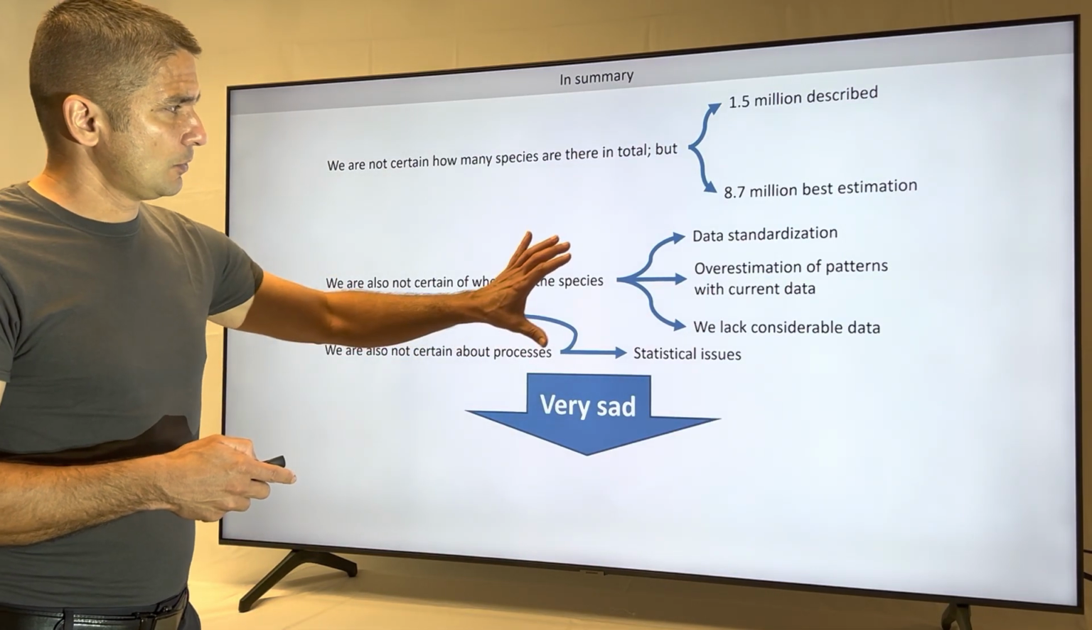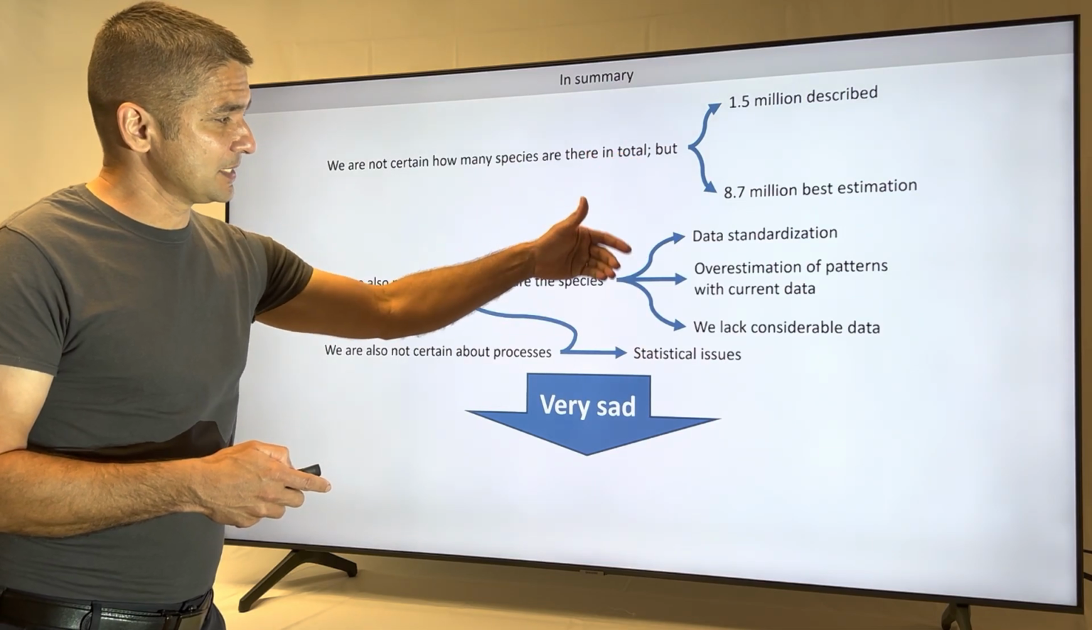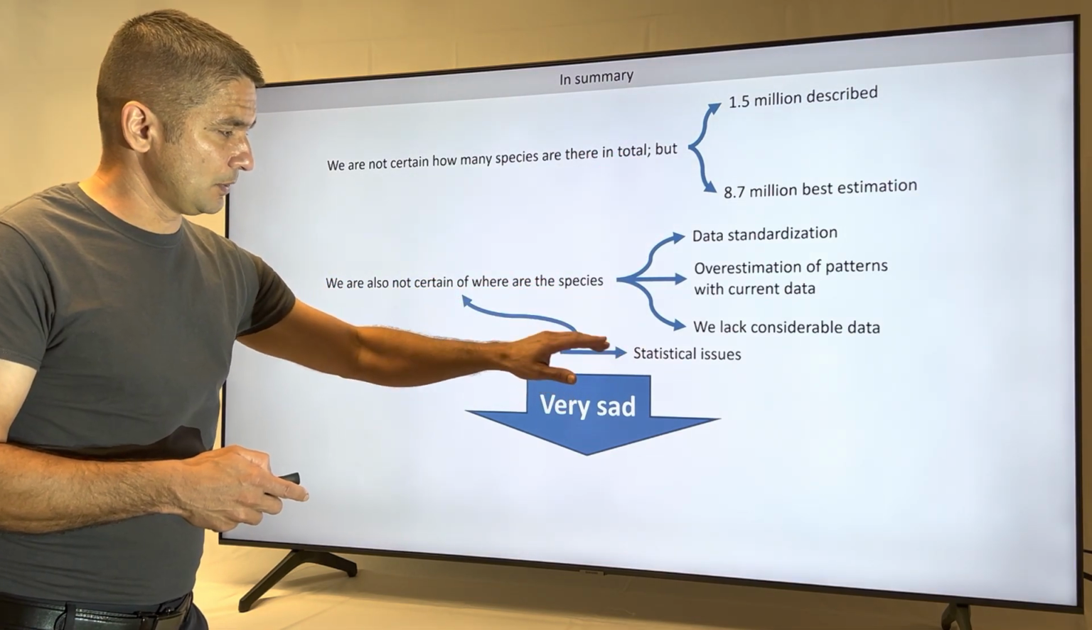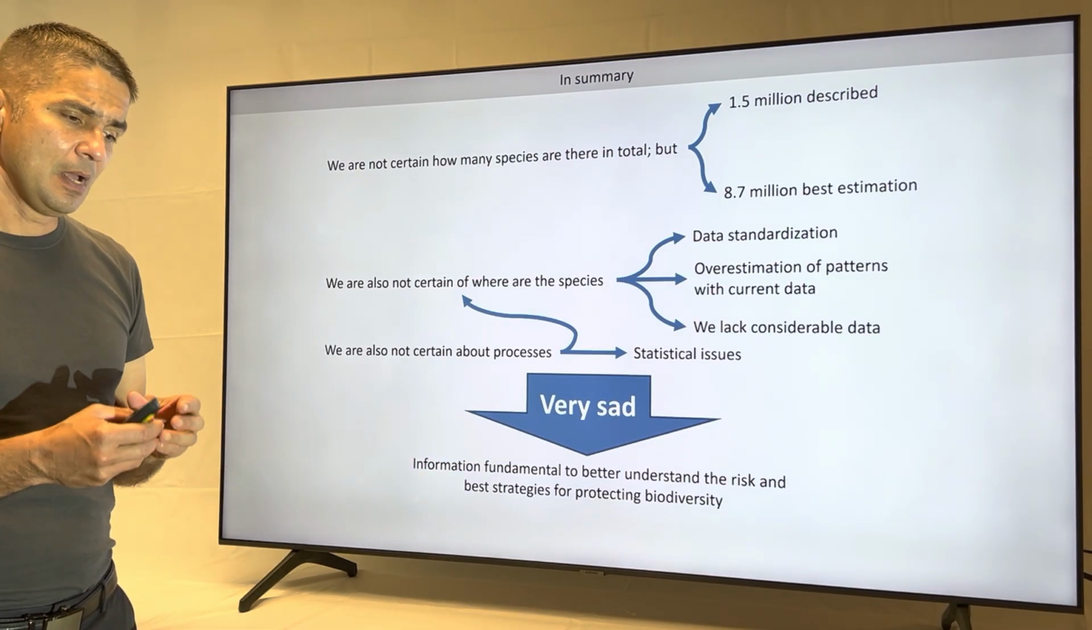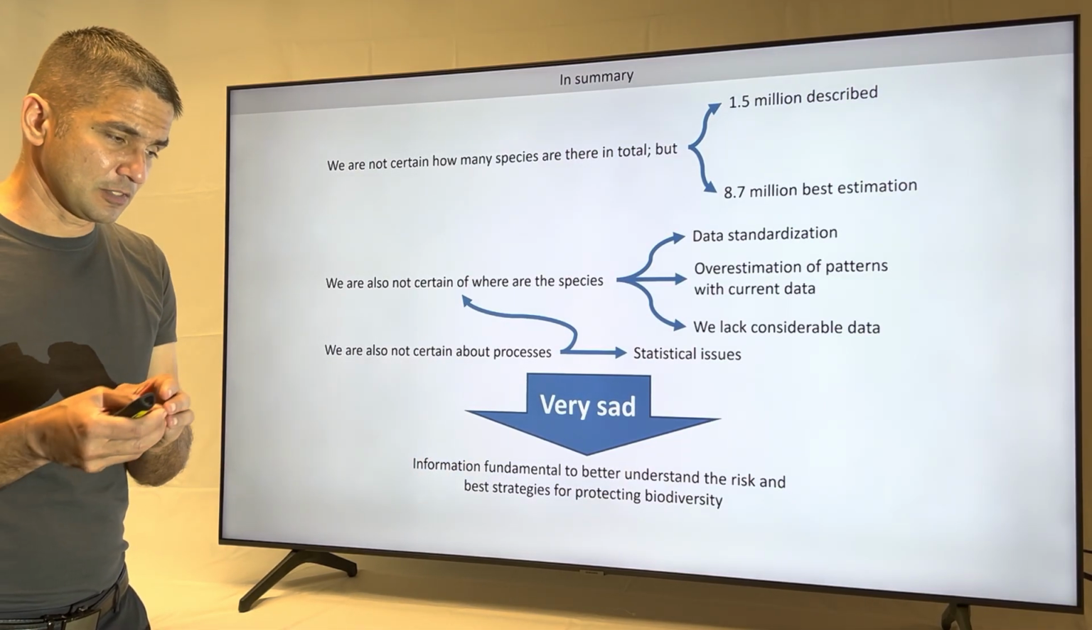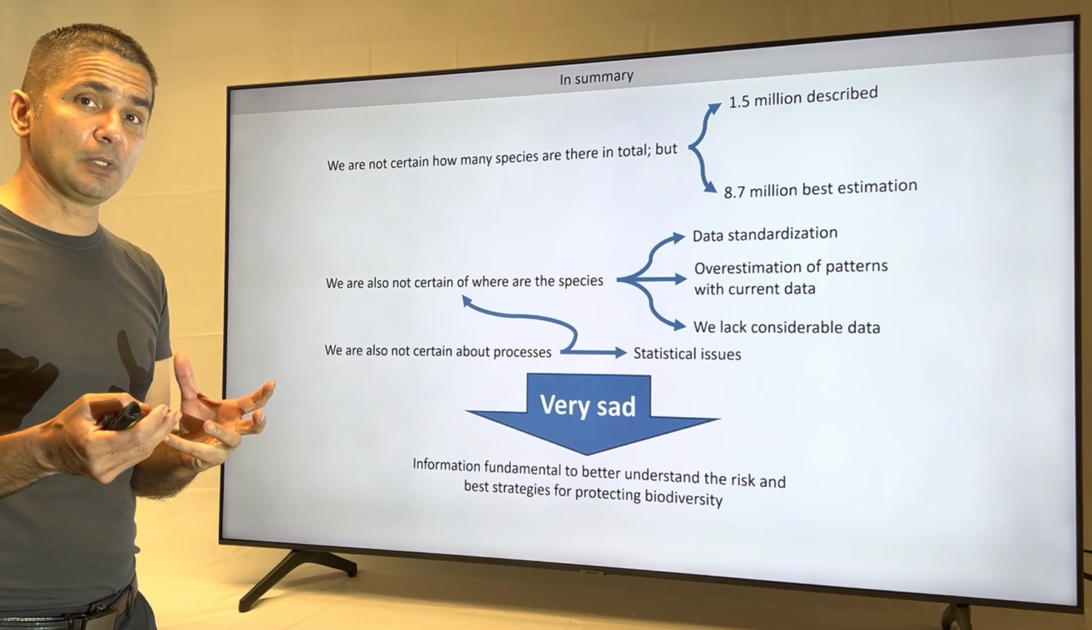And again, not only do we not know the patterns very well, the processes are not very well known, and that's very sad, because this information about the patterns and processes of biodiversity is fundamental if we want to better protect those species.